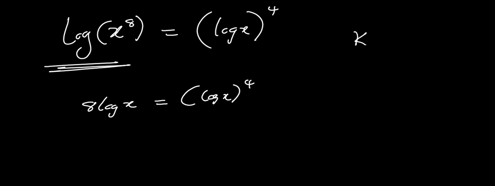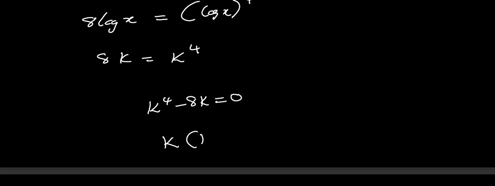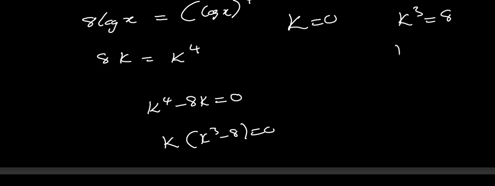So meaning I can let my k be equal to log x. So wherever there is log x, I'll put k. This will be 8k is equal to k to the power 4. This here is going to be the same as k to the power 4 minus 8k is equal to 0. And from here we can factorize k. You have k times k cubed minus 8 is equal to 0, meaning k is equal to 0, and k cubed is equal to 8, which just becomes k is equal to 2. We cannot accommodate the negative, because the third root of 8 cannot be plus or minus.